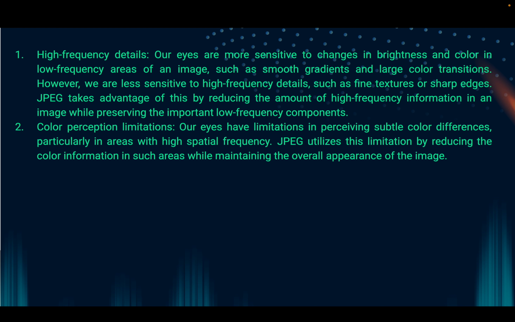First is high frequency details. Our eyes are more sensitive to changes in brightness and color in low frequency areas of an image, such as smooth gradients and large color transitions. However, we are less sensitive to high frequency details, such as fine textures or sharp edges. JPEG takes advantage of this by reducing the amount of high frequency information in an image while preserving the important low frequency components. Color perception limitations. Our eyes have limitations in perceiving subtle color differences, particularly in areas with high spatial frequency. JPEG utilizes this limitation by reducing the color information in such areas while maintaining the overall appearance of an image.